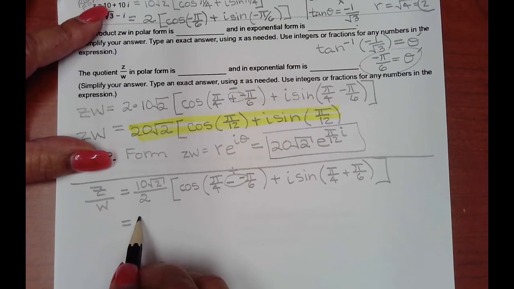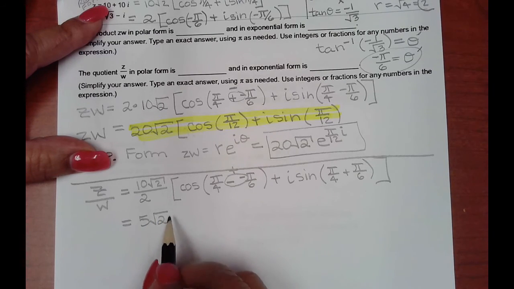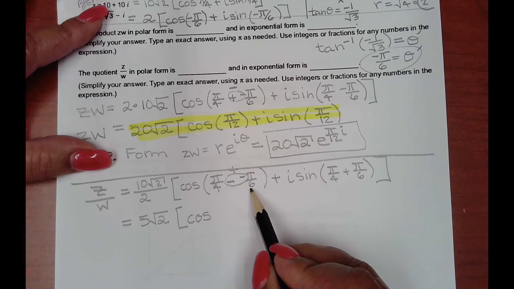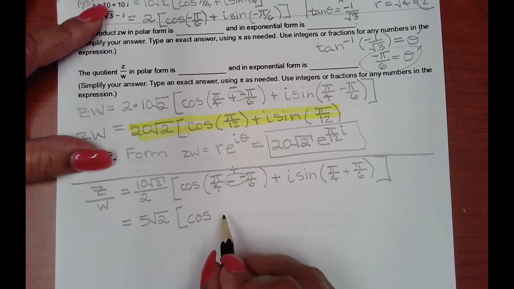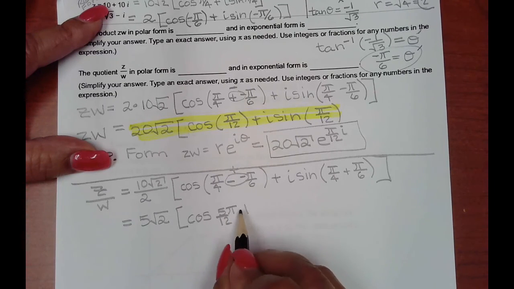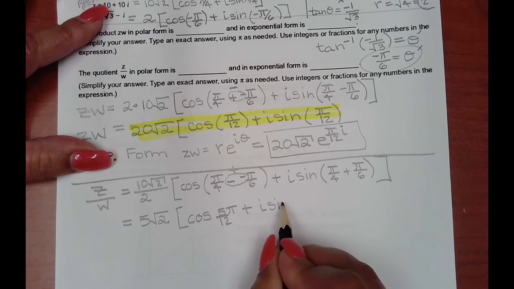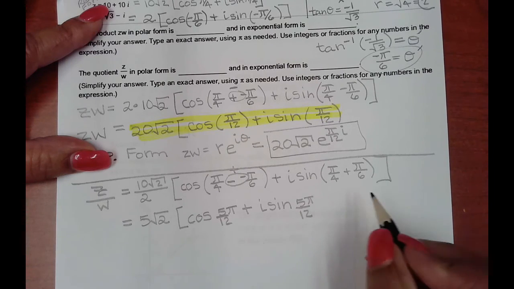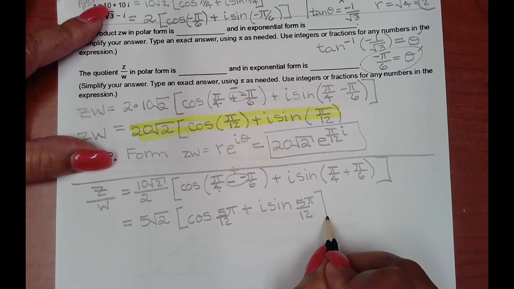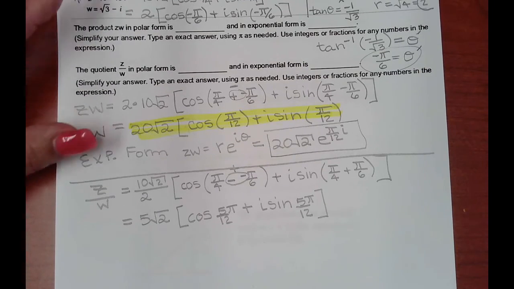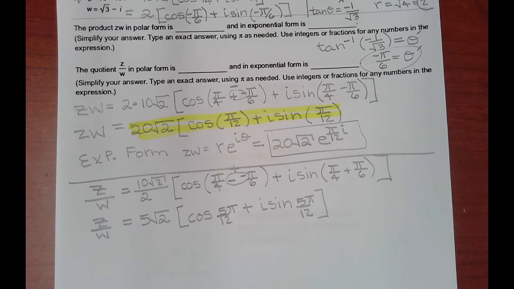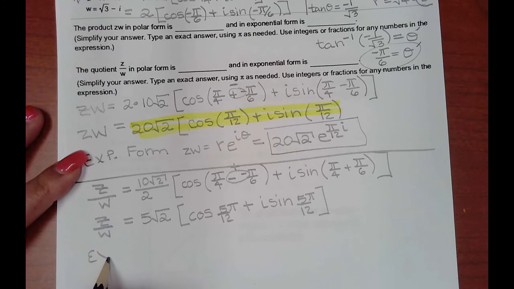Let's clean this up a bit. This would be 5 square roots of 2. And we got our calculator to figure out that 1/4 plus 1/6 was 5/12 of a pi. And that's your quotient.